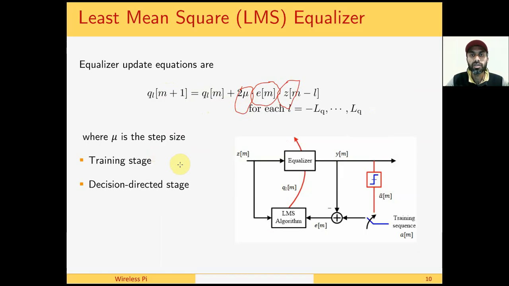An LMS equalizer usually operates in two stages, a training stage and a decision directed stage. In the training stage, the training sequence AM is known, which is used to compute this error, AM minus YM. In the decision directed stage, when the equalizer has converged, YM is sliced to estimate A hat M, which is then used to compute the subsequent error.